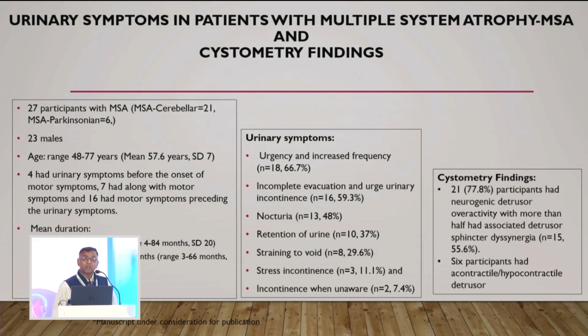And what did we find? Close to 80% of the patients, as compared to PD and PSP, where 50% of the patients had overactive detrusor. In this particular cohort, we found 80% of the patients had overactive detrusor, with or without DSD, and 6 patients had acontractile detrusor.